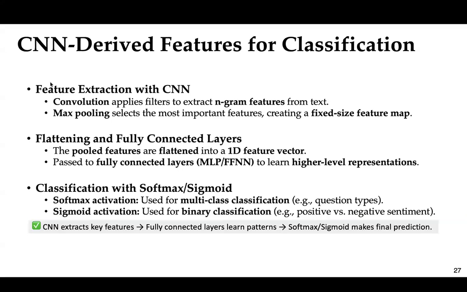Okay, so the CNN extracts the features, the fully connected layer is going to learn the pattern, and the softmax is going to make the final prediction. Make sense? Good? Now you can make your project about sentiment analysis.